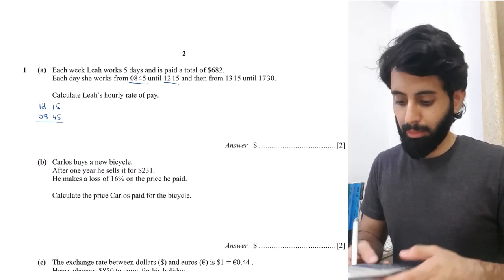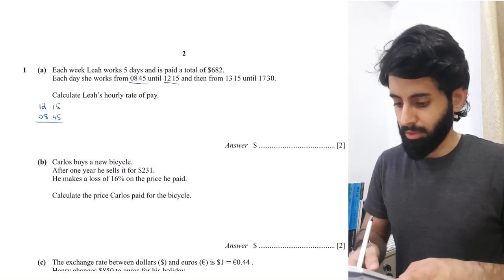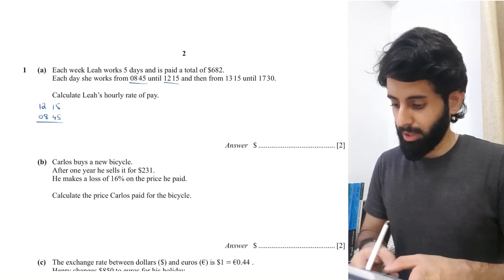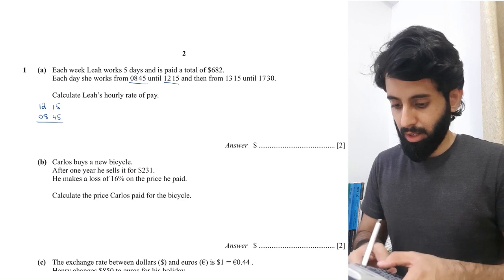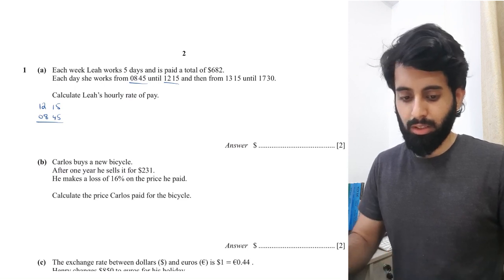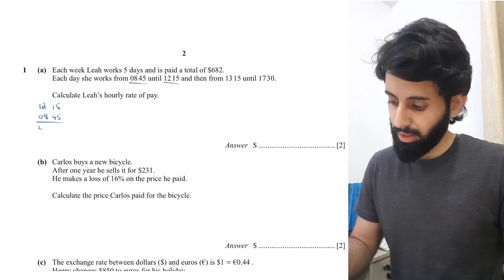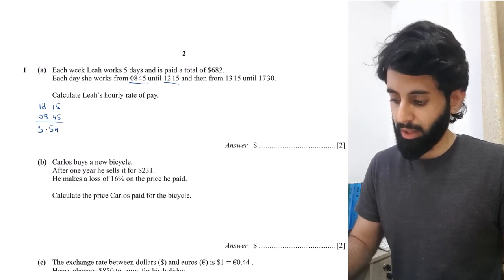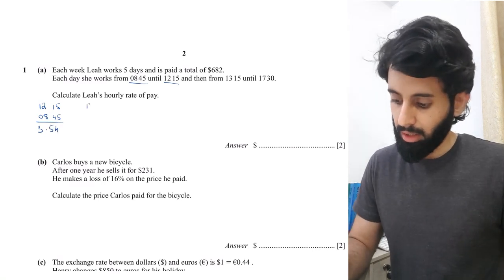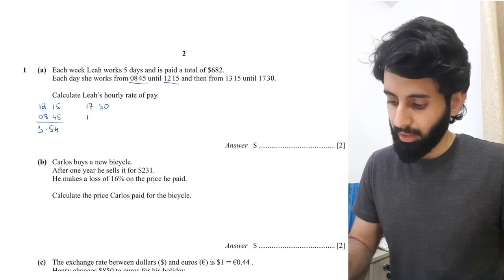So I'm going to do this in my calculator to save time. So 12 hours and 15 minutes minus 08:45. This gives me 3.5 hours. 3 hours 30 minutes, which is basically 3.5 hours. So I'm going to keep this here, and then I'm going to do 17:30, and then from it I'm going to subtract 13:15.